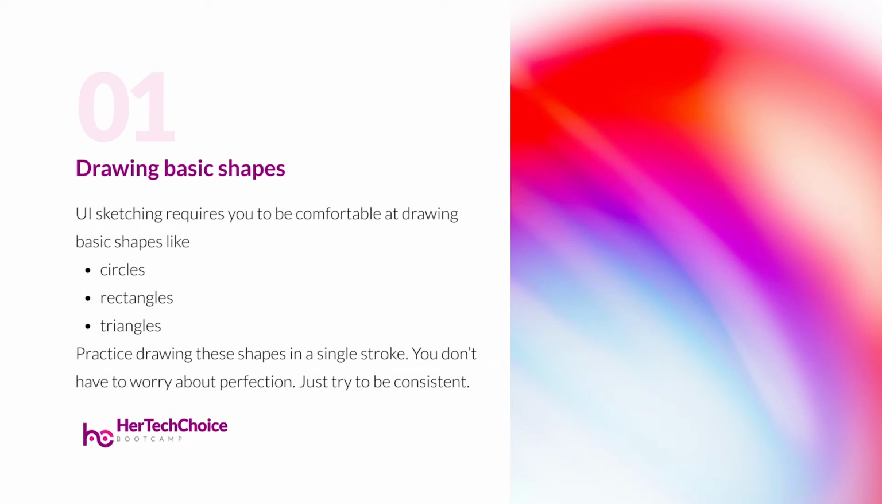UI sketching requires you to be comfortable at drawing basic shapes such as circles, rectangles, triangles, and certain polygons. And practice drawing these shapes in a single stroke. You don't have to worry about perfection, just try to be consistent.